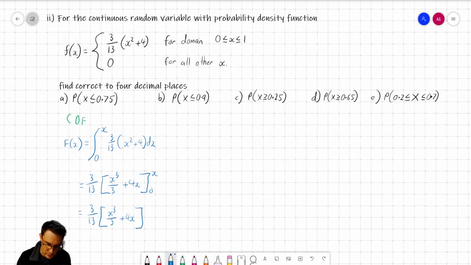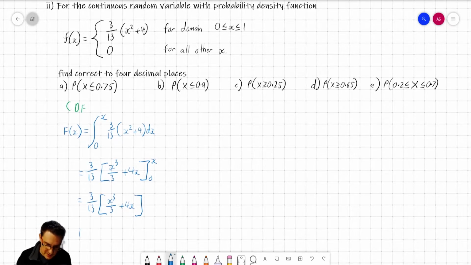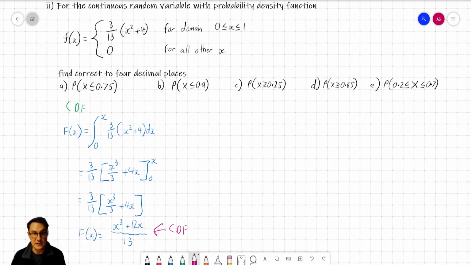To finish this off and tidy it up a bit, let's expand these brackets out. So F of x is equal to, I'm just going to multiply it in, x cubed plus 12x. The 3 underneath the x cancels with that 3 there, and then 3 times 4 makes 12, and that's all going to be over 13. So this here is our CDF, which we're going to be using to find each of these values.